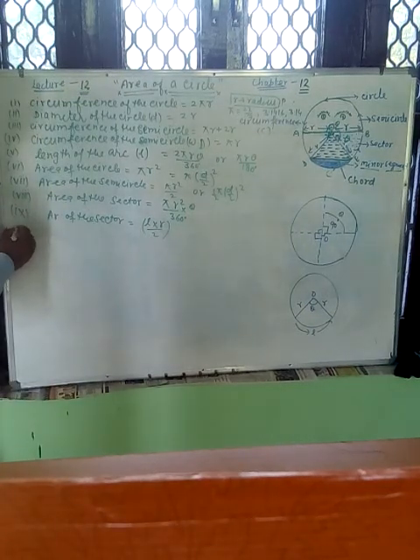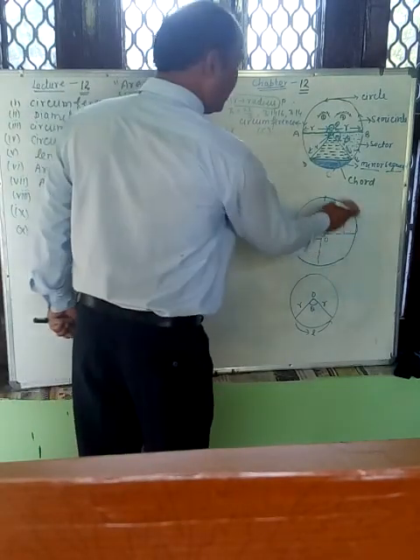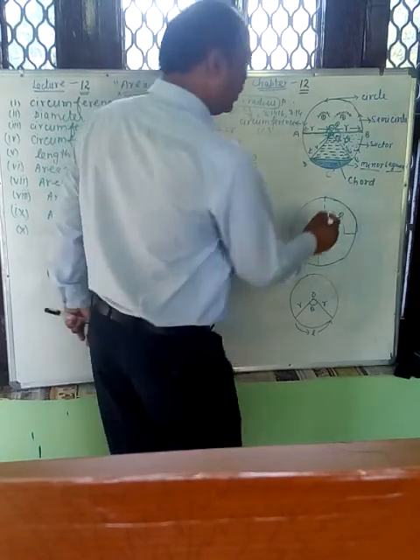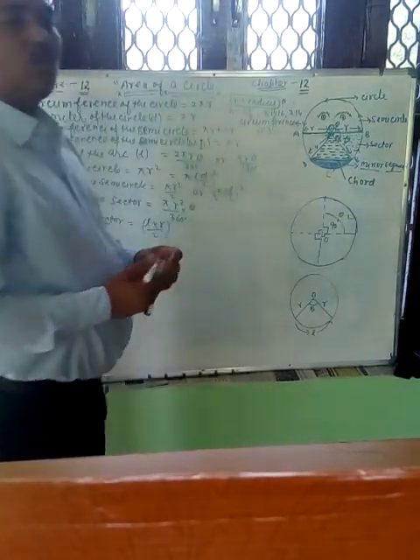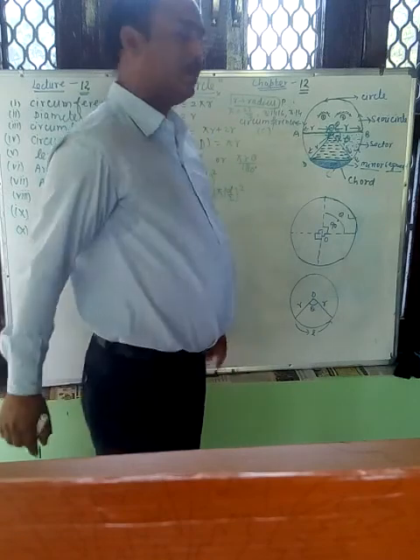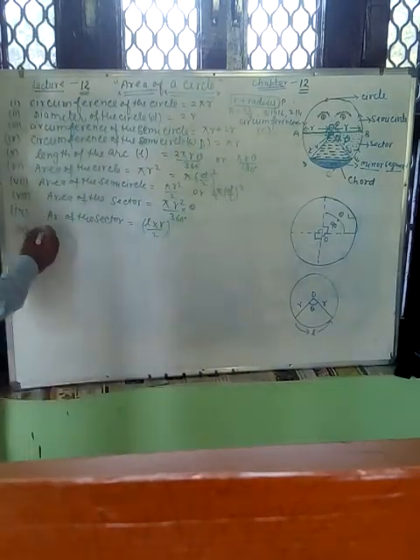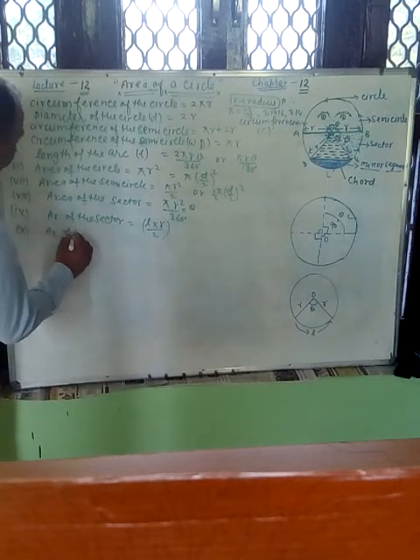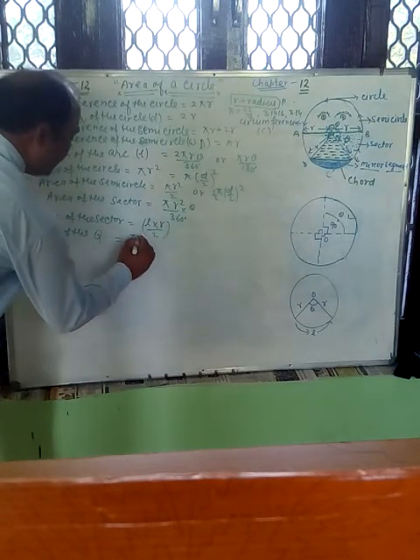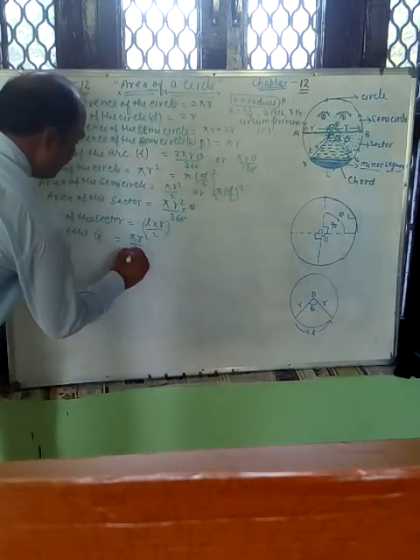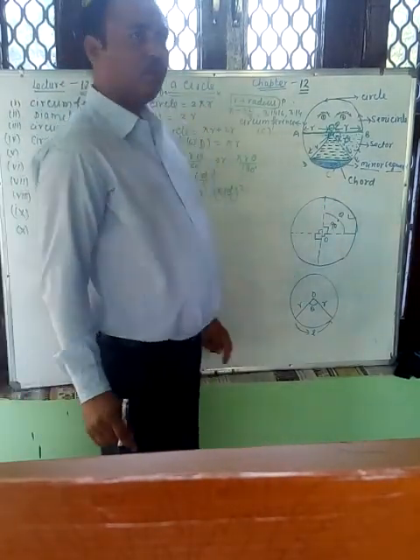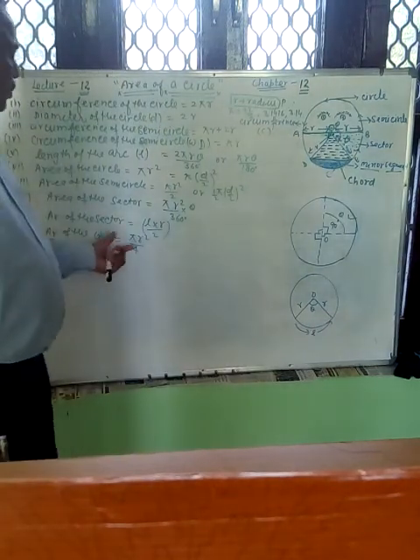Now the next is, suppose this is a circle and this circle is divided into 4 equal parts. So this part is called a quadrant. Quadrant means the circle is divided into 4 equal parts, that is a quarter part. Area of the quadrant is equals to pi r square upon 4, meaning pi r square is divided by 4. This is called the area of the quadrant.